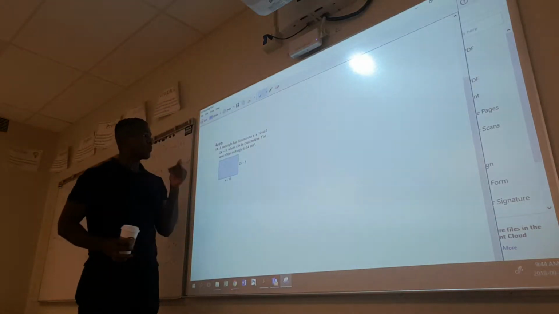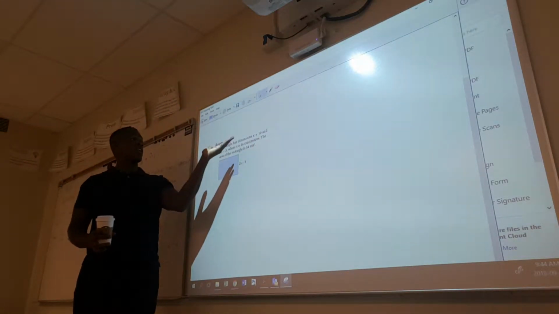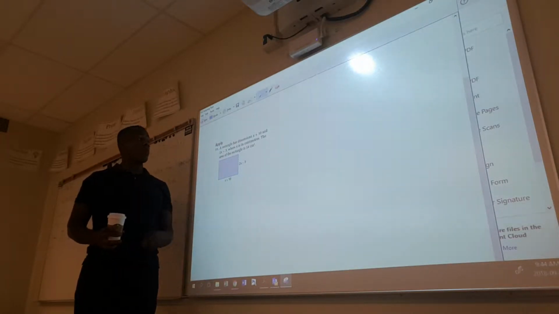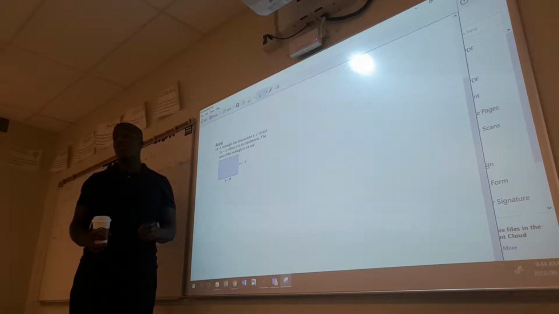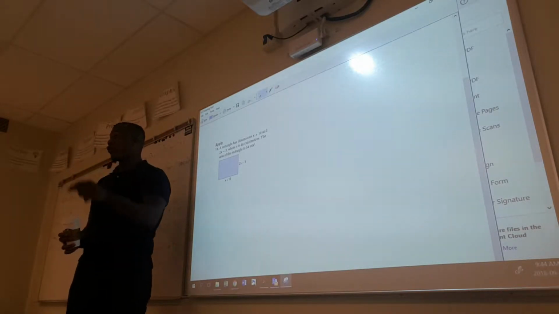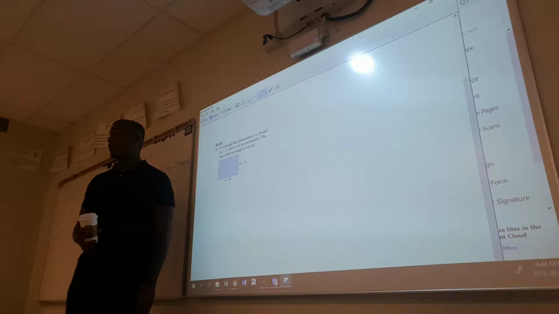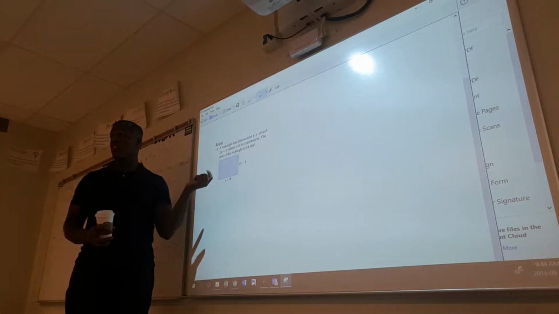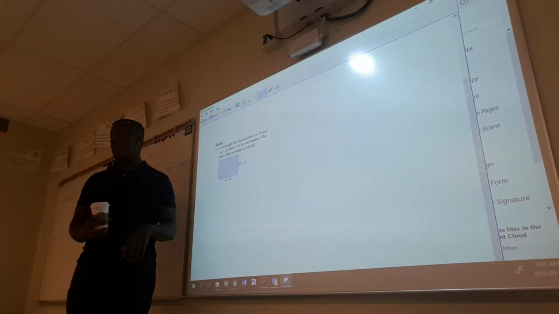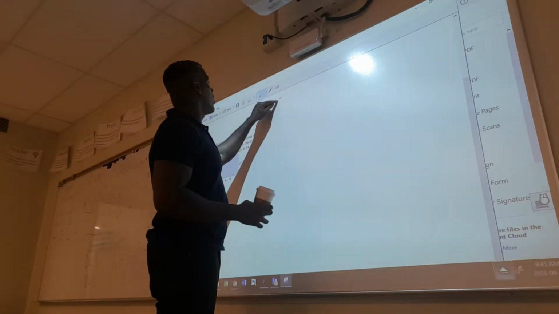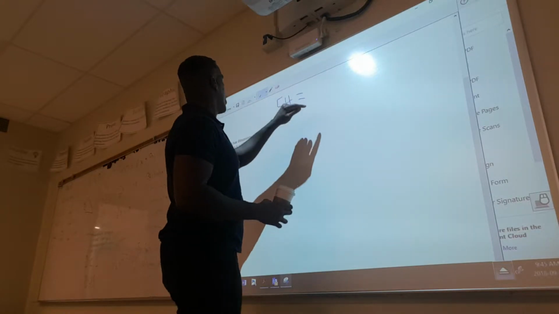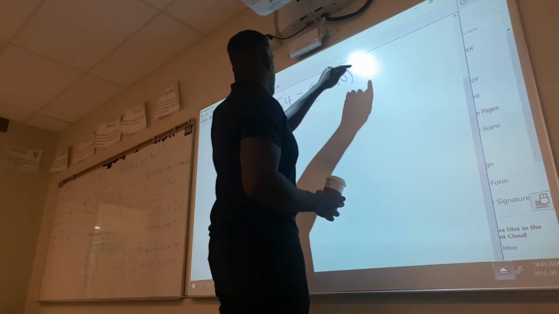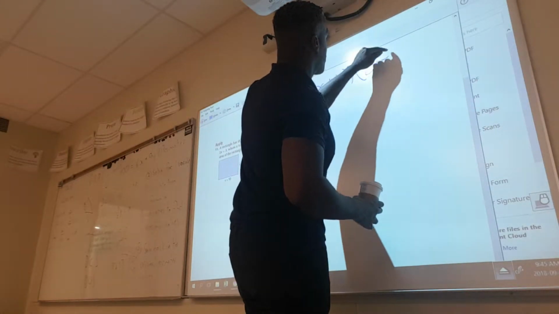So now we have a rectangle with dimensions x plus 10 and 2x plus 3. The area of the rectangle is 54 centimeters squared. What do we know about our formula for area? It's length times width. When I multiply this times this, what number am I supposed to get? 54. All right, so we know that 54 equals x plus 10 times 2x minus 3.